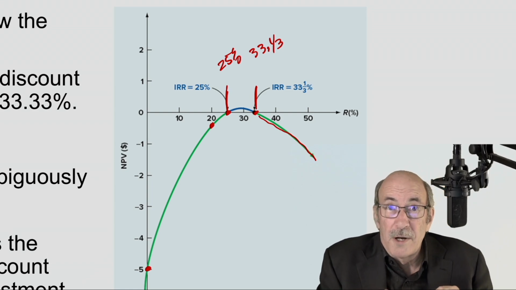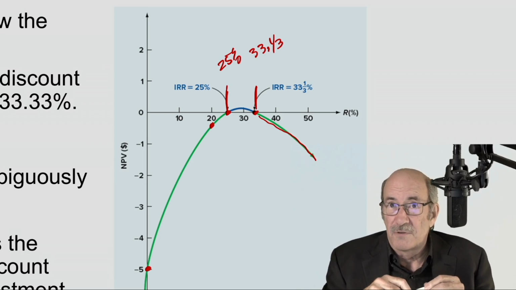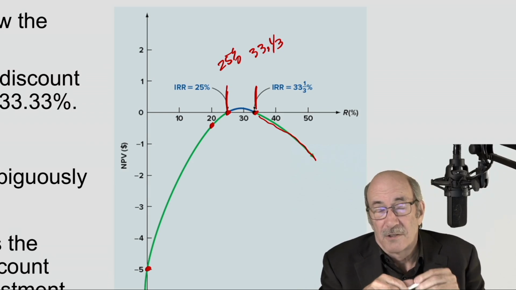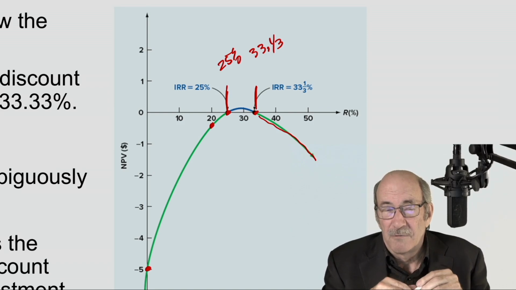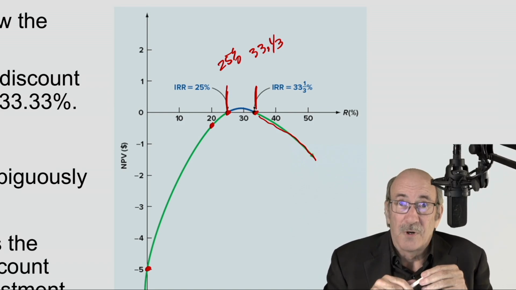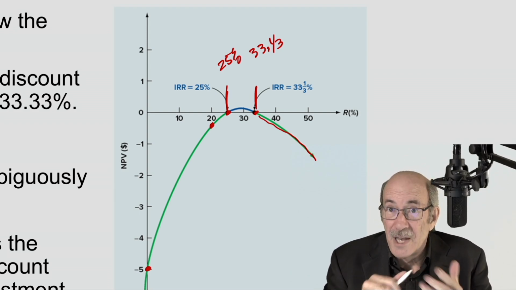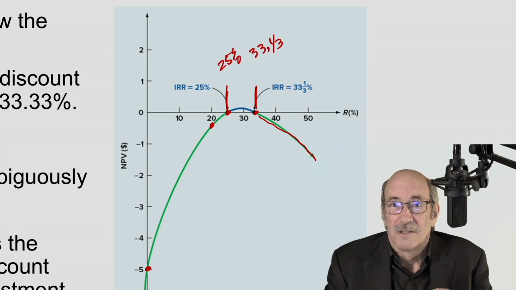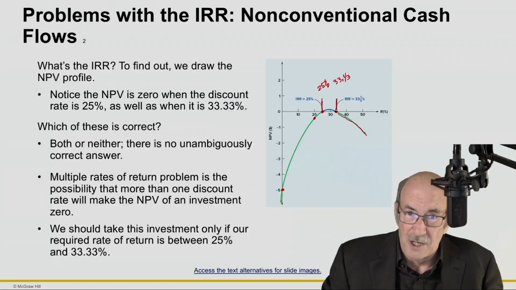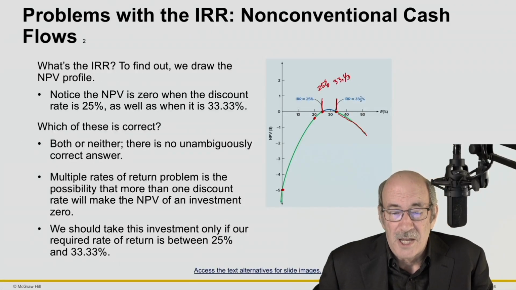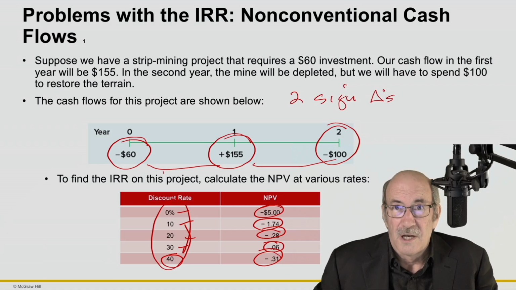So if we had a required rate of return in between those two values, we would take this project. If we had a required rate of return below 25%, we would not take the project, or above 33 1/3%, we would not take the project. I know, it's weird, but check the numbers. Try it yourself. See what you get. These are simple enough numbers to plug into a spreadsheet or even to do by hand. And you'll see that these are the numbers you get.